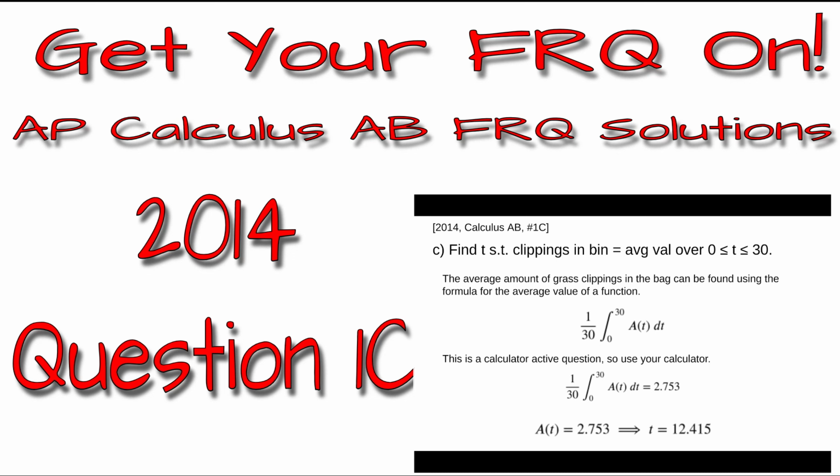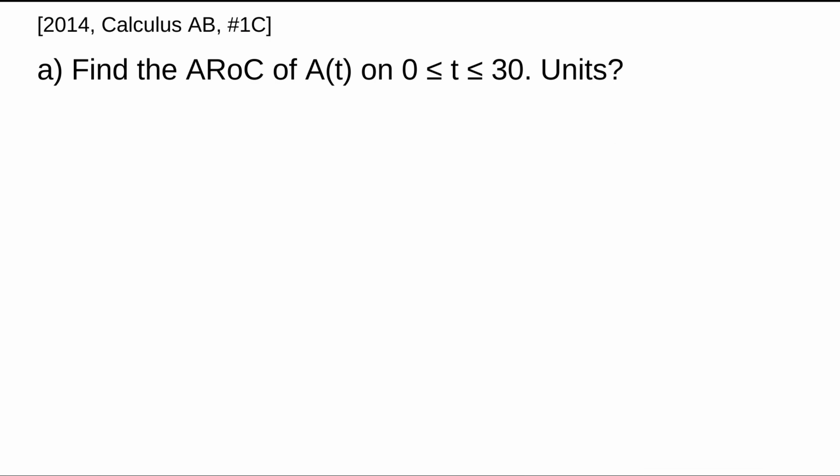This question is from 2014. It's question 1, and it is calculator active. In the question stem, we're given grass clippings in a bag and a function that models the amount of grass clippings in that bag. In part A of the question, we are asked to find the average rate of change of the function a of t on the interval from 0 to 30, and to provide units.